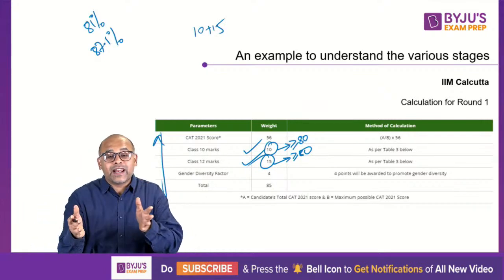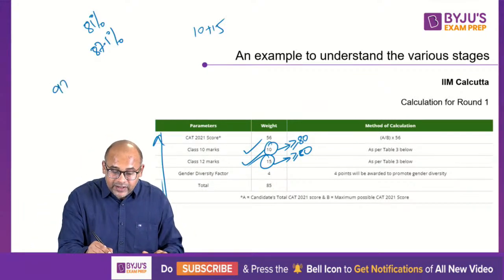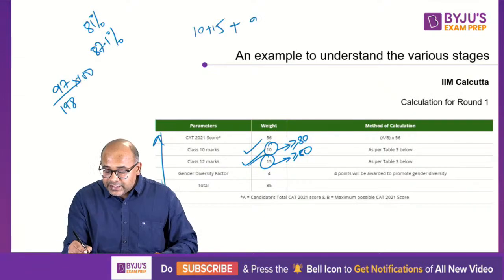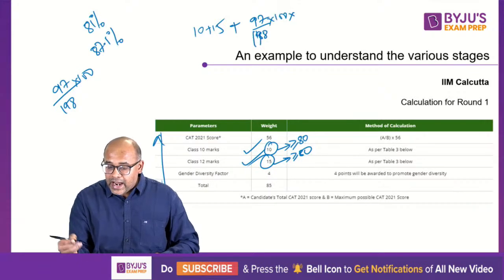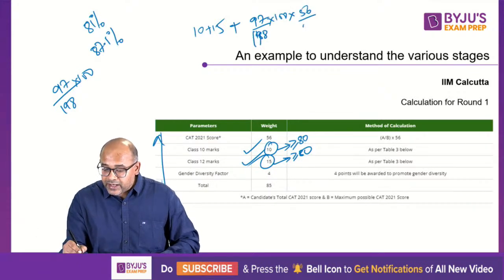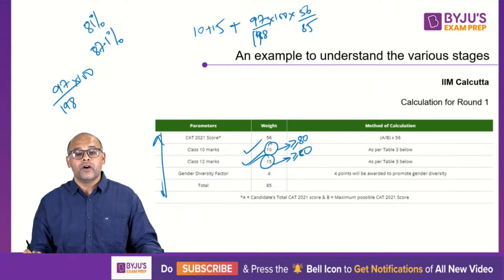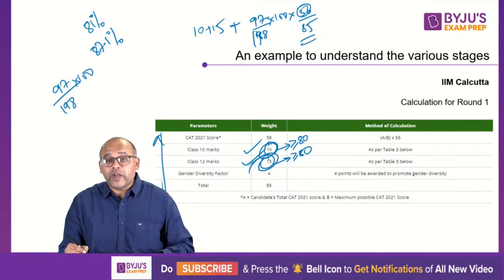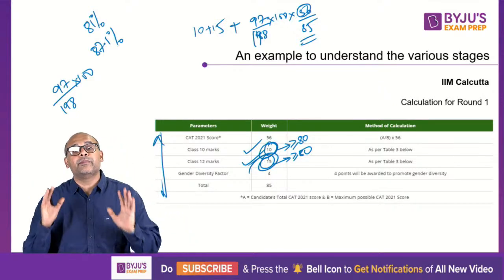So as far as Calcutta is concerned, I will get full 10 here, I'll get full 15 here. So 10 plus 15 is already there. Let us say I got a 99 percentile. So 97 out of 198 into 100. So what I'll get is 97 by 198 into 100. And in this, I'll get 56 by 85. Okay, 56 portions out of 85 portions. Now this 10 and this 15 portions I'm getting fully. Why am I getting fully? Because I meet their requirement.